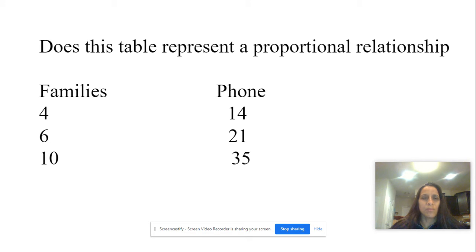The next warm-up problem says, does this table represent a proportional relationship? 4 families have 14 phones, 6 families have 21 phones, and 10 families have 35 phones. Remember, does this represent a proportional relationship, or does it have the same constant of proportionality?